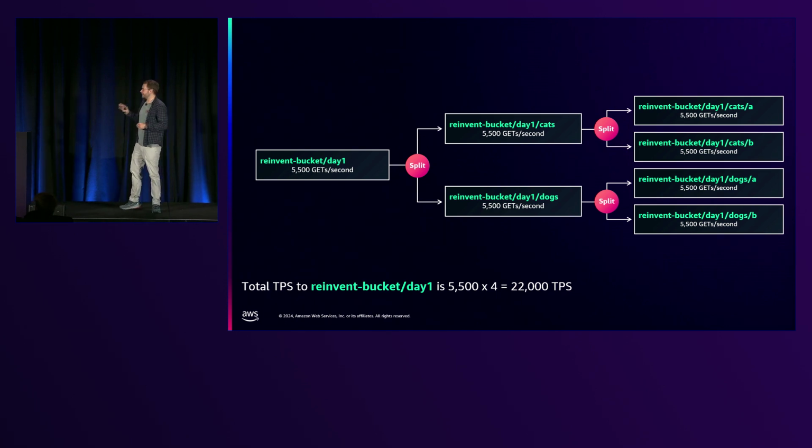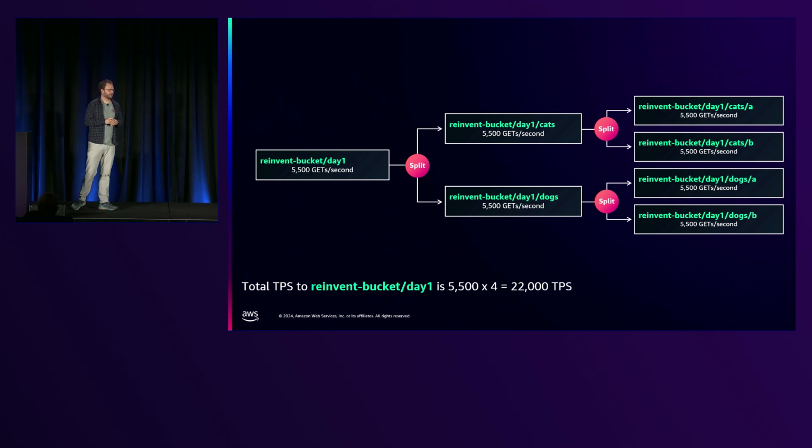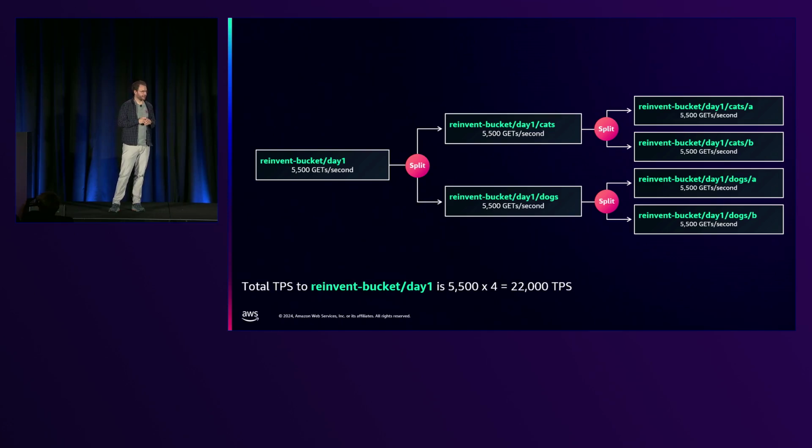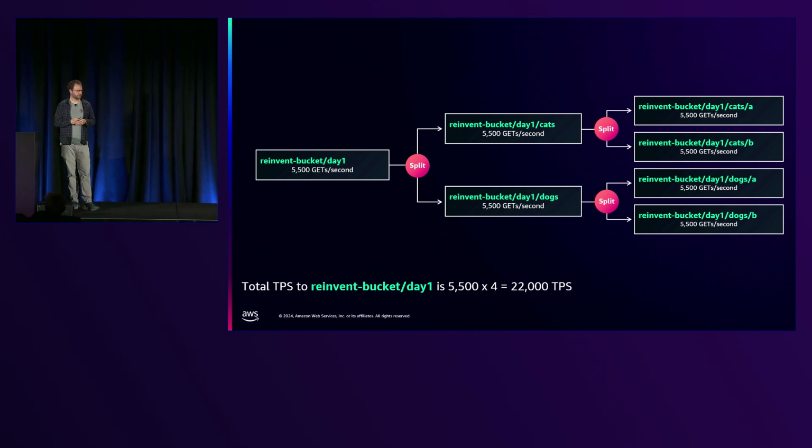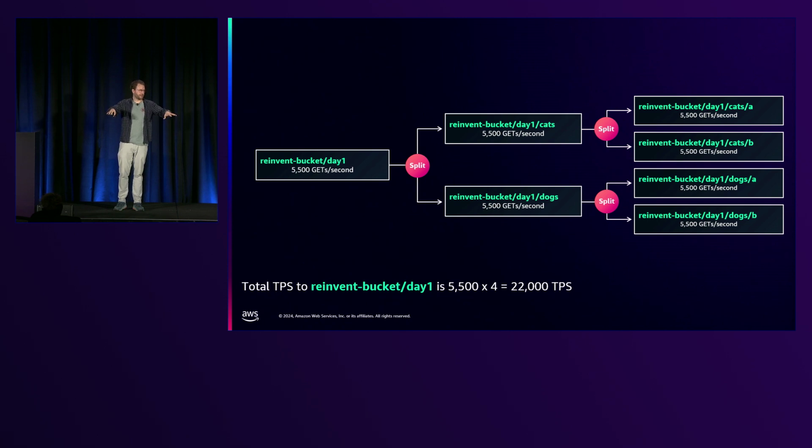So let's say we have this reinvent bucket, and on the first day of reinvent, we put some data into a prefix called day one. That prefix out of the box will give you this 5,500 TPS. And if we now send a higher load than that, we will see this throttling. What happens behind the scenes is that S3 notices that there's a sustained high load on the prefix, and it will issue a so-called split operation. Your keys that were initially on one partition are now split into two partitions, and each of these partitions gives you these 5,500 TPS.